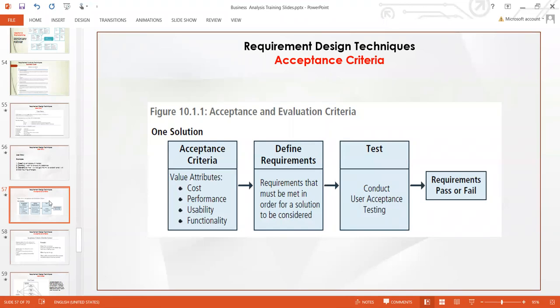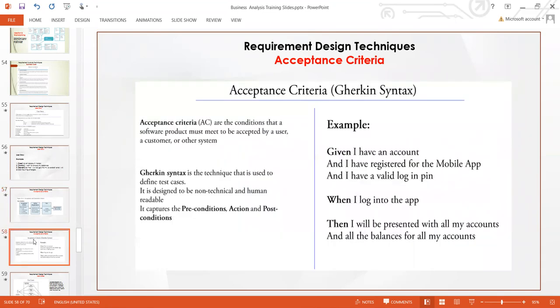So that's how to write a user story and use the acceptance criteria to test the user story. So let's look at this acceptance criteria.